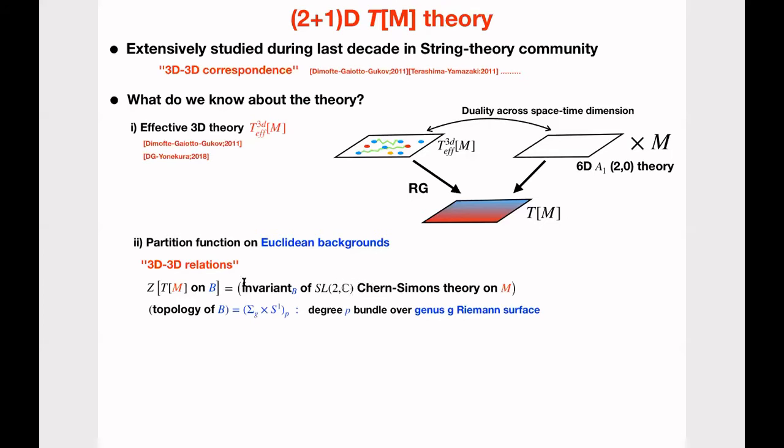For example, in the topological phase, we usually compute the partition function on this kind of Euclidean manifold: a Riemann surface times S1 with a degree p bundle. This partition function for the topological phase can be computed by just the modular data. And this partition function on this curved background can be computed by studying the topological invariant of the internal three manifold. This is the so-called 3D-3D relation.